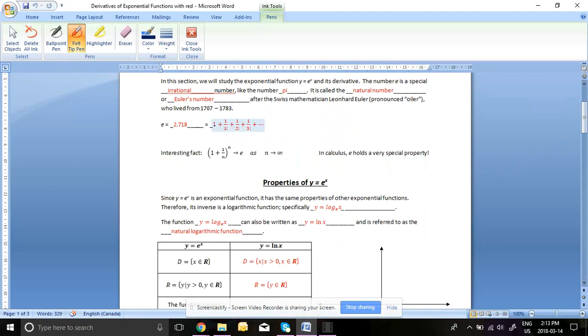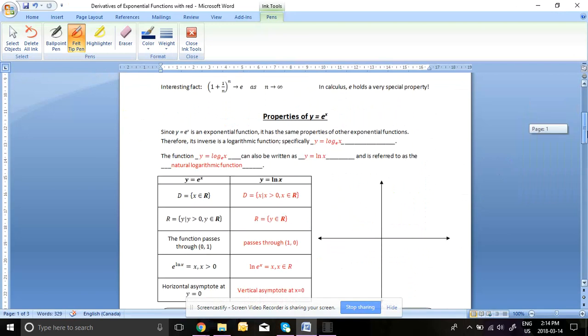And it represents 1 plus 1 over 1 factorial, plus 1 over 2 factorial, plus 1 over 3 factorial, etc. on forever and ever. And in case you didn't know, factorial means multiplying all of the integers leading up to that. So for instance, 4 factorial would be equal to 4 times 3 times 2 times 1. Okay, so another interesting fact is that (1 plus 1 over n) to the power n approaches e, the number e, as n approaches infinity. Okay, so as we get closer and closer.